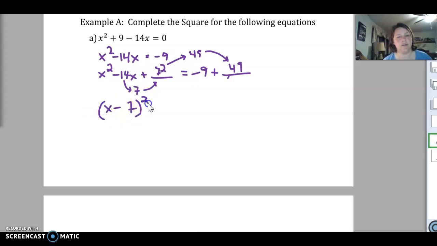And then all squared. Now if you FOILed this back out, we would get x squared minus 7x again, plus 49. And that would be exactly what we have up here, the x squared minus 14x, when we simplify our middle terms. So if you go backwards on any of these, you should be able to get back to your original equation. Okay, now we're ready for the right-hand side. So negative 9 plus 49 is equal to 40, and then we are done. And so we have completed the square for that example.